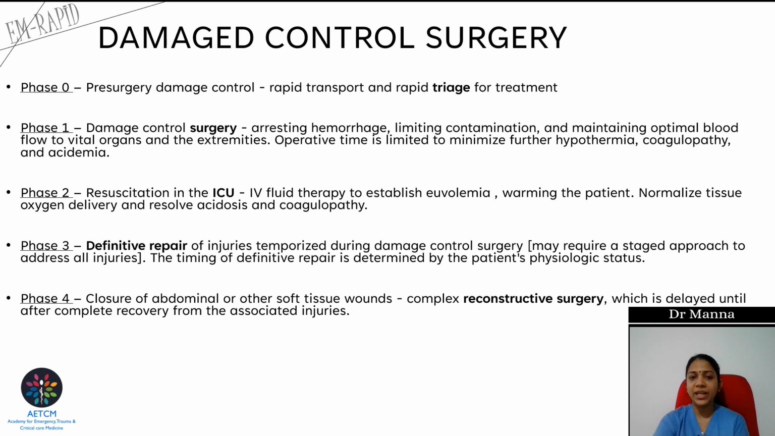That means if this patient is having severe hemorrhage, arrest the bleeding, then limit the contamination, then make sure that by arresting the bleeding, the patient is getting optimal blood flow to the vital organs. Operating time should be limited so that this patient will not further go into hypothermia or coagulopathy or acidosis. Then after doing that minimal surgery, we will go to the second phase.